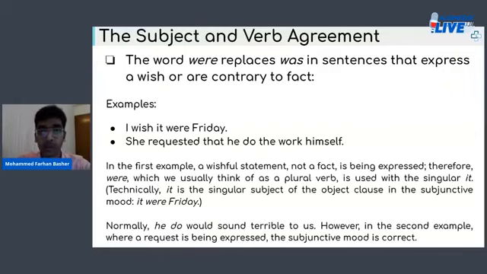Now, similarly, when someone makes a request or a demand or a suggestion, you employ the subjunctive mood and keep your verb in its plural form rather than the singular form, even if the subject is singular, such as: she requested that he do the work himself, instead of he does. Follow this. She requested that he do the work himself. Don't fall for the word he here, because he is definitely singular, and we know singular subjects are followed by singular verbs. But in this case, we are not going to do so because this is a request, right? A request made by someone else about someone else. So you say she requested that he do the work himself, instead of he does the work himself.